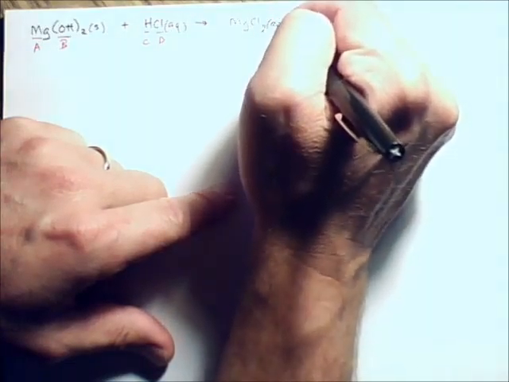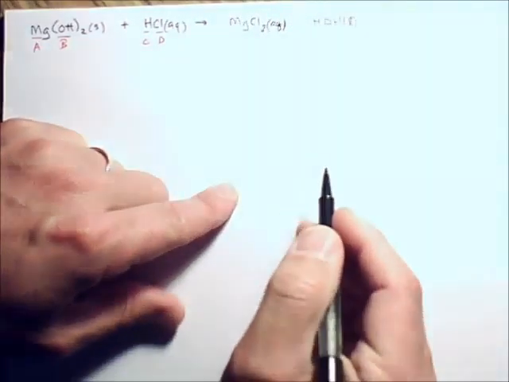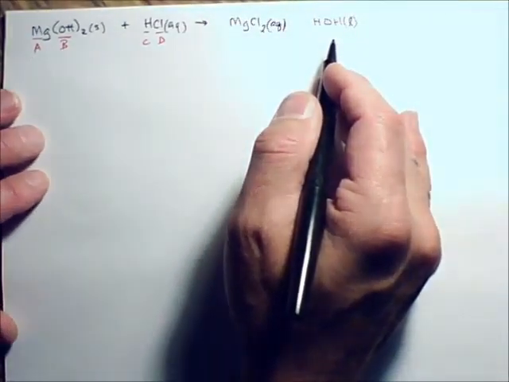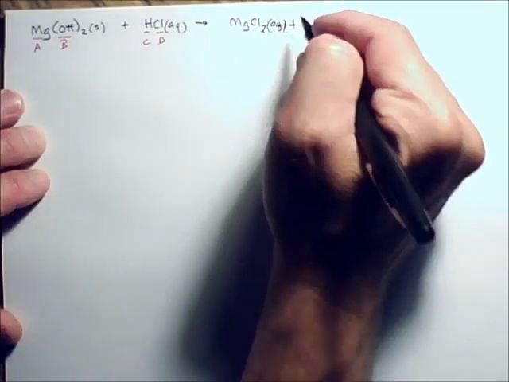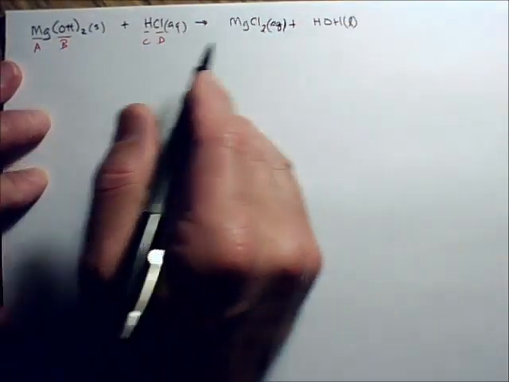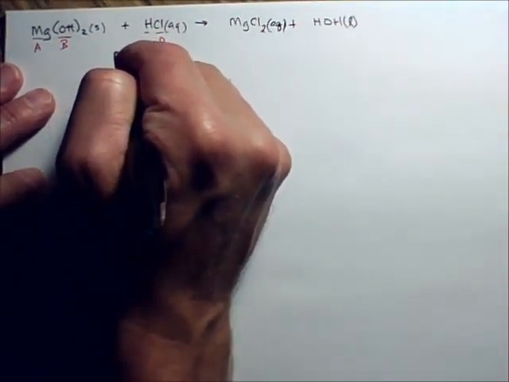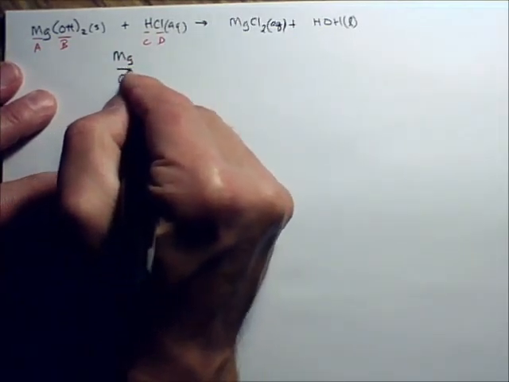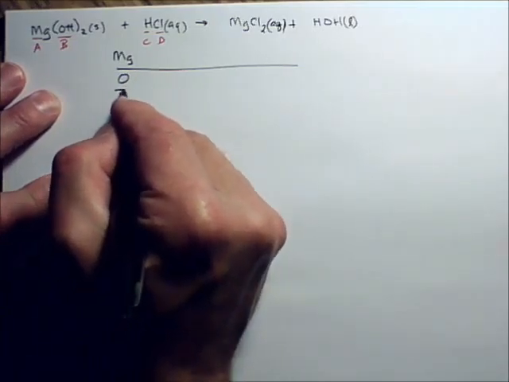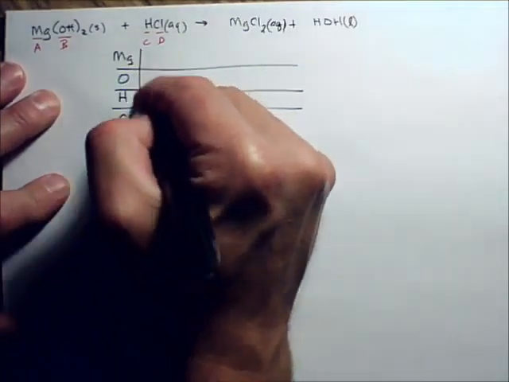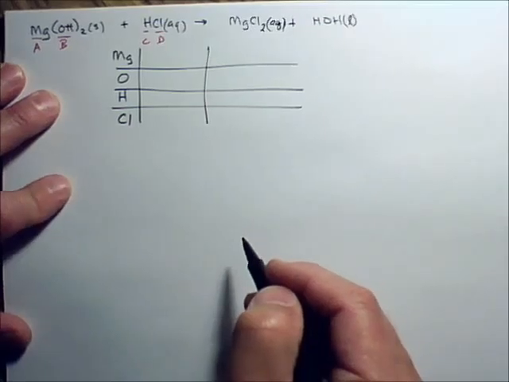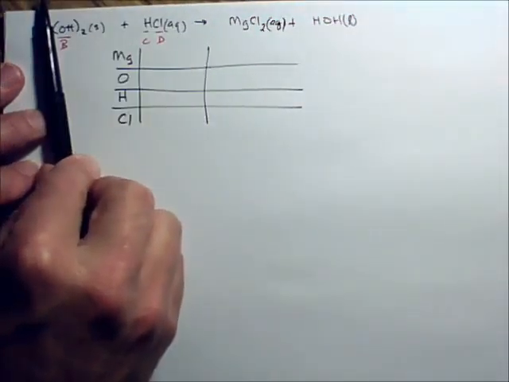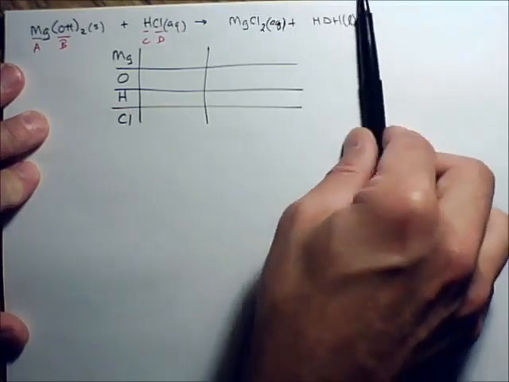Now that we balanced the formulas, we're ready to balance the equation. Okay? Yes, you're right. There's a plus sign there. So now we want to write an atom inventory. Mg, O, H, and Cl. Make our grid or our spreadsheet, whatever you'd like to call it. Fine with me. Atom inventory. Remember, the line goes under the arrow because you're going to keep everything on this side of the line over on this side and everything on this side of the line over on this side.